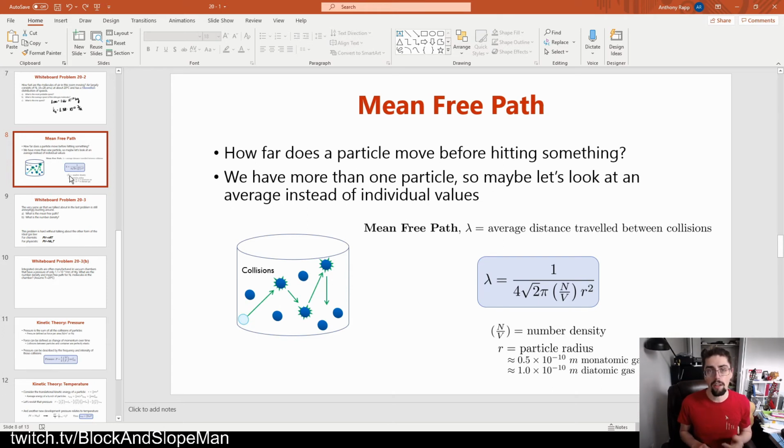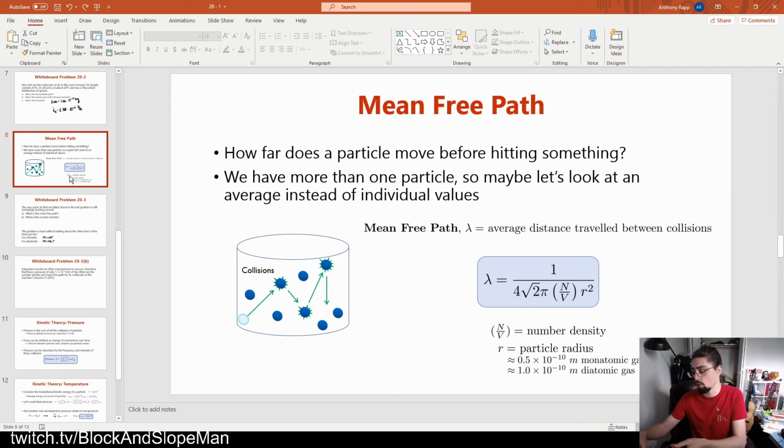So it looks like this, right? Lambda is equal to 1 over 4 square root 2 times pi times number density times radius squared. So keep in mind, 2 is the only thing that's in the square root there. I've seen a little bit of confusion on that one. But, and then we take N over V as if it's its own value, right? That right there, number density, is some value that we can actually calculate.